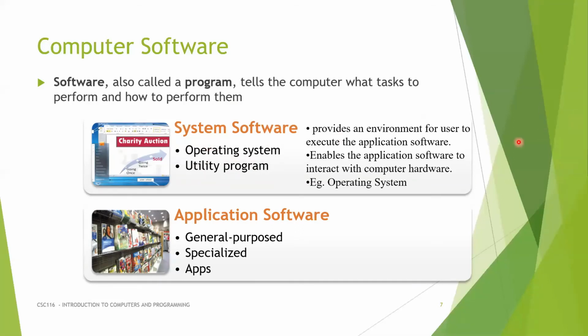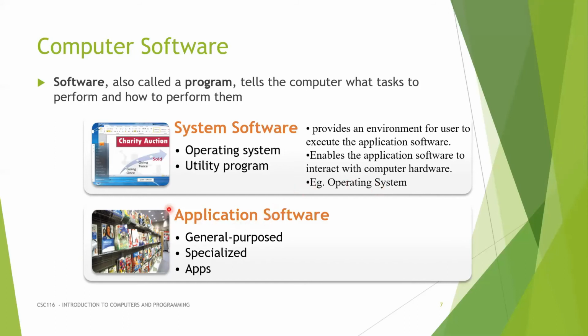So provide an environment for user to execute the application software, enable the application software to interact with the computer hardware. Example operating system atau nama dia, nama glamour dia kita gelar sebagai OS. Example dia adalah Windows 8, Windows 10, Windows XP. Itu adalah salah satu operating system. Orang kata kalau microprocessor adalah otak dia, operating system adalah the main system yang akan bagi isyarat untuk operate. Dia adalah main system lah, main program, computer software untuk tell the computer what task to perform and how to perform them.